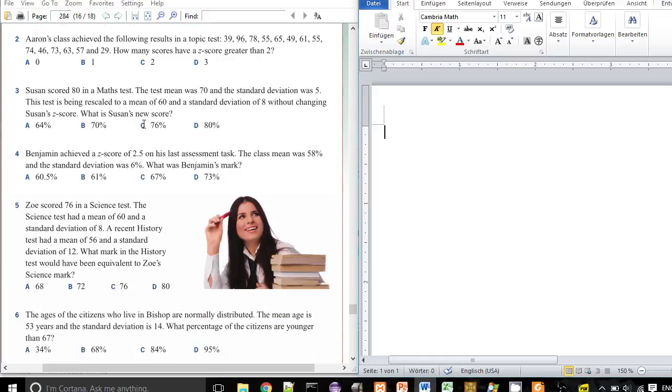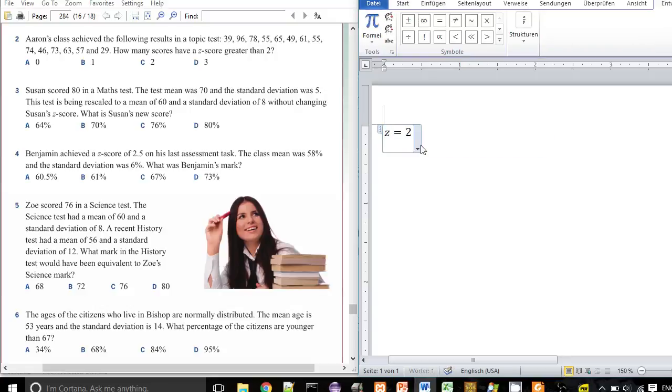Okay, Susan scored 80. The mean was 70, so she's above the mean. And the standard deviation was 5. So she's 10 above, which is 2 lots of 5. So her z-score is 2. I'm just going to write that. Her z-score is 2. And then it's rescaled.